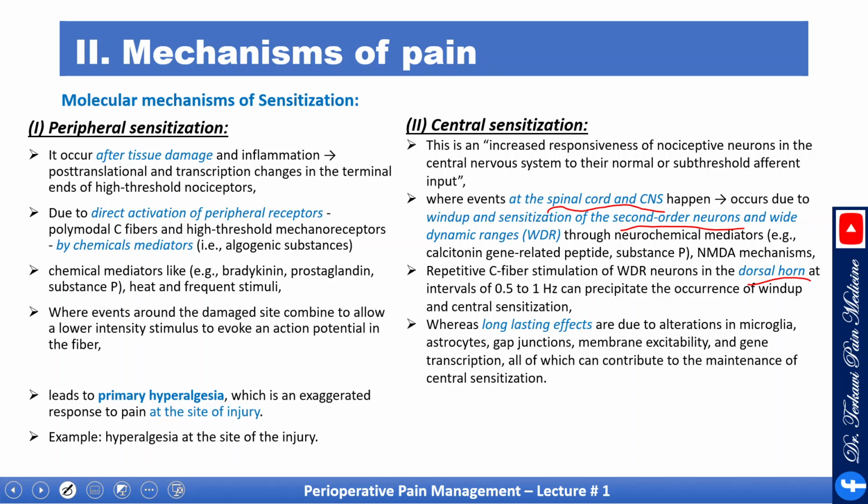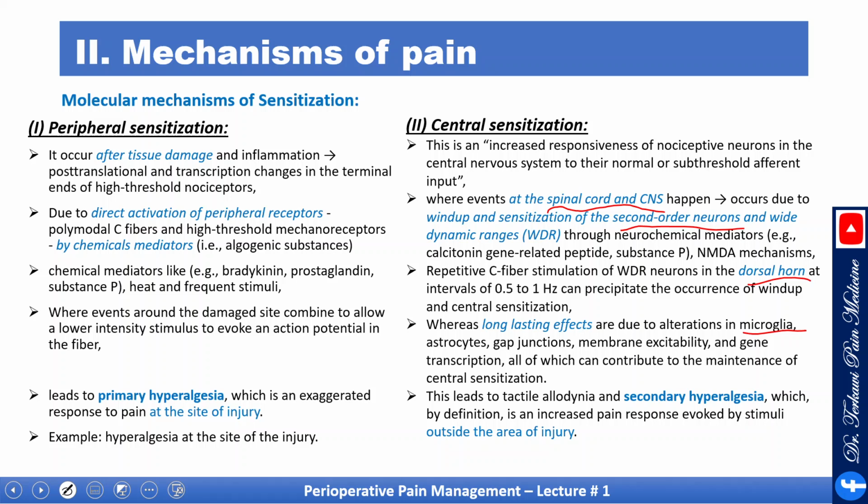Now, longer-lasting effects are due to alterations in the microglia, astrocytes, gap junctions, membrane excitability, and gene transcription, all of which can contribute to maintenance of central sensitization. This leads to tactile allodynia and secondary hyperalgesia, which is defined as an increased pain response evoked by stimuli outside the area of injury. Can you think of an example? Yes, complex regional pain syndrome.